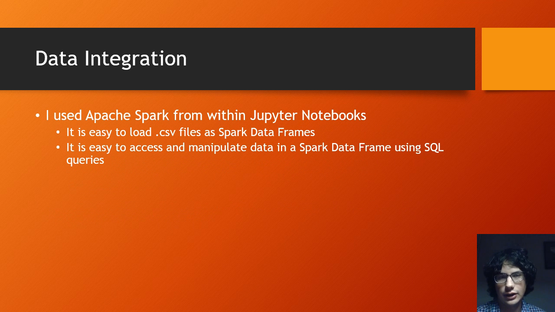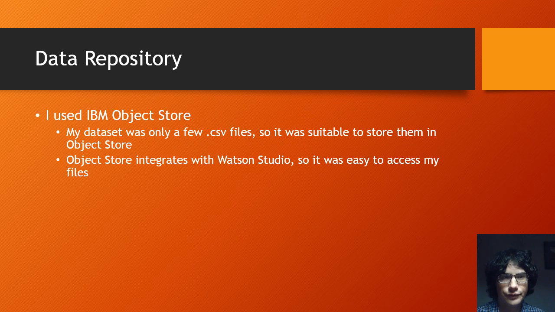Okay, so data integration. I used Apache Spark from within Jupyter Notebooks. It is easy to load CSV files as Spark data frames, and also it is easy to access and manipulate data in a Spark data frame by using SQL queries. Data repository. I use IBM Object Store. My dataset was only a few CSV files, so it was suitable to store them in Object Store. Object Store also integrates with Watson Studio, so it's easy to access my files.